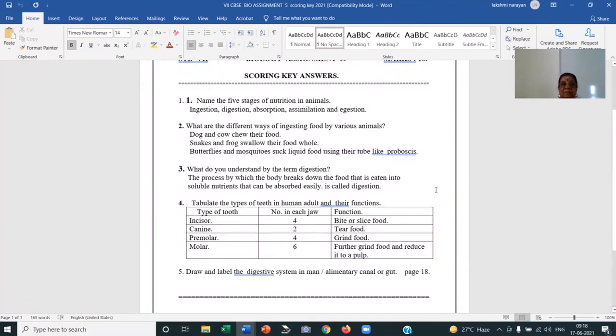Then the definition for digestion: the process by which the body breaks down the food that is eaten into soluble nutrients that can be absorbed easily is called digestion. I hope you understand. Then tabulate the types of teeth in a human adult and their function.